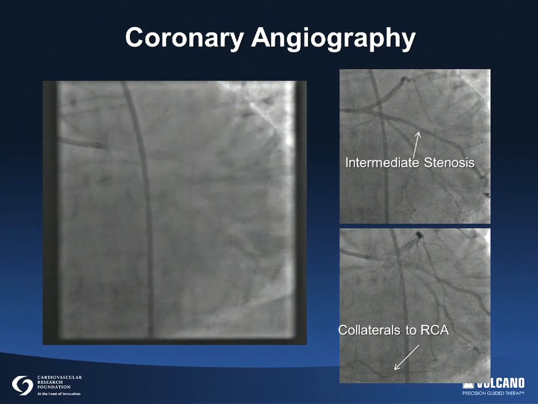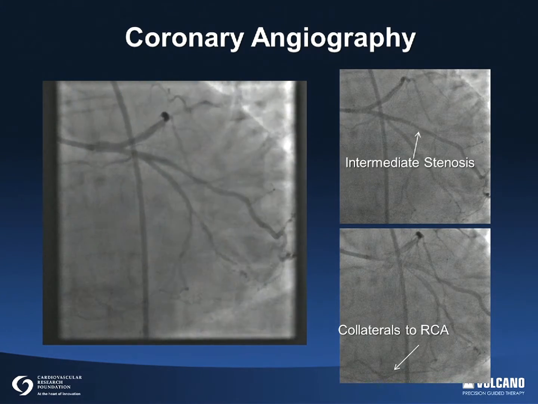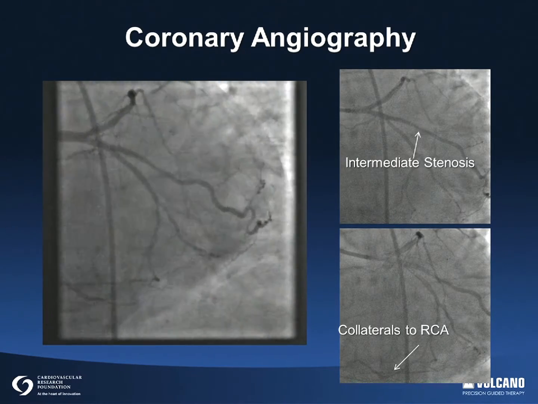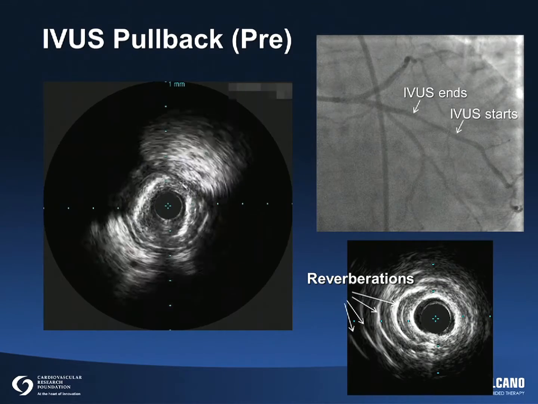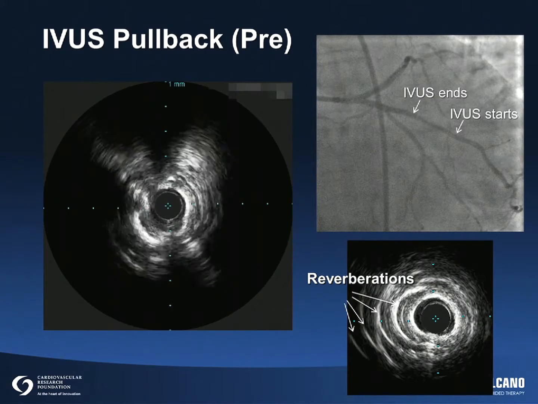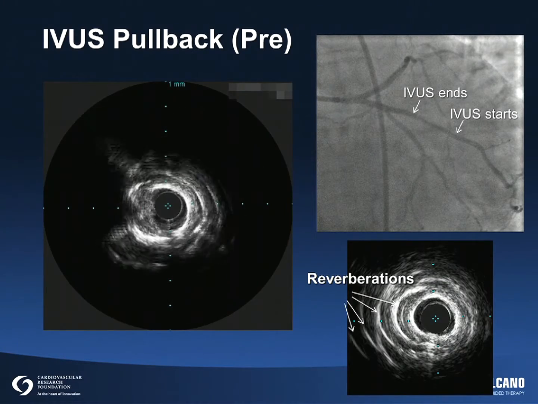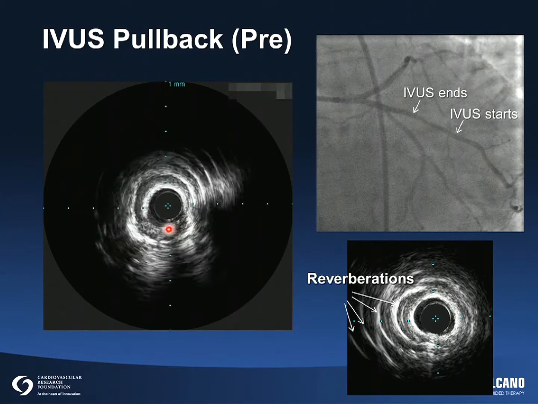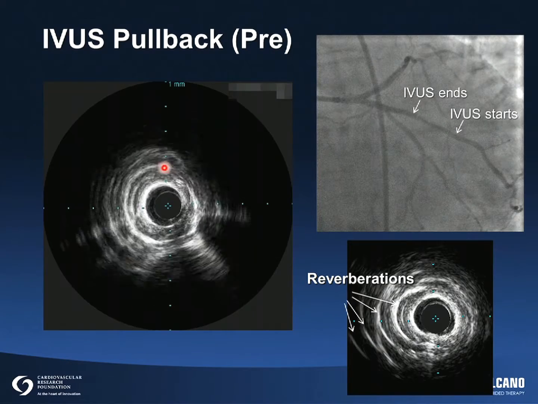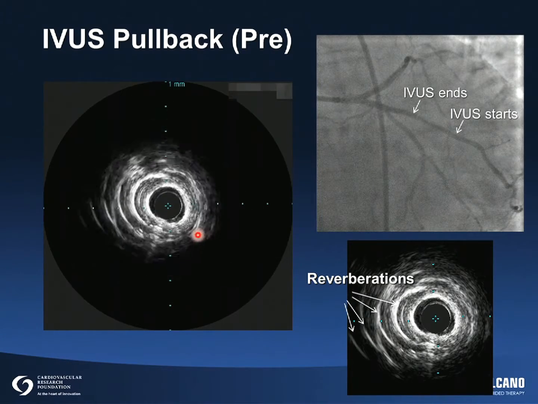The left circumflex provides collateral flow to the right coronary artery. The IVUS pullback begins in the distal segment of the obtuse marginal branch and ends in the proximal segment. There are 360 degrees of severe superficial calcium within the lesion.